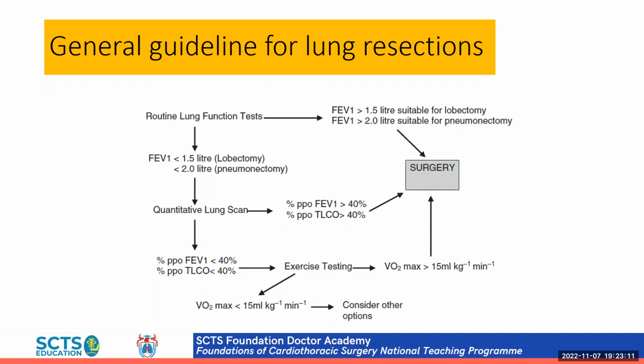So anything between 10 to 15 is a higher risk patient that you might consider doing a lesser resection for, or maybe consider referring them for an alternative treatment, or they might accept surgery, but taking into consideration that they might need oxygen at home and they might accept the higher mortality.